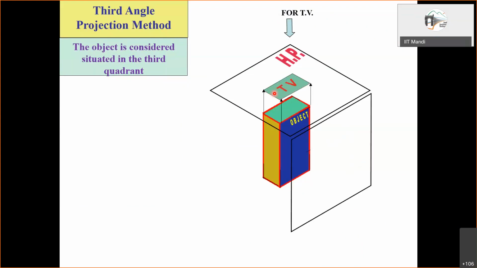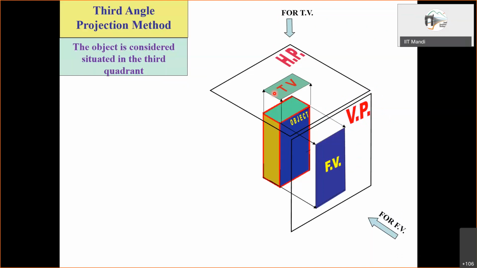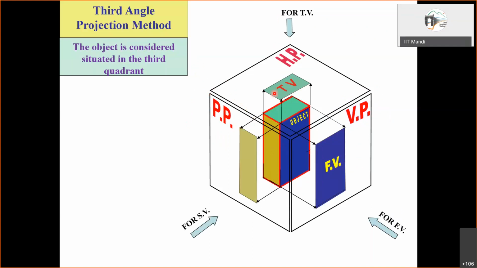Likewise, here the vertical plane, okay? And the observer is looking from this side, and this gives you the front view on the vertical plane. And then this is the profile plane, for the side view looking from this side. So as I had mentioned earlier also, for front view we are looking from this side, then if we look at the object from this side, it will be the left side view.